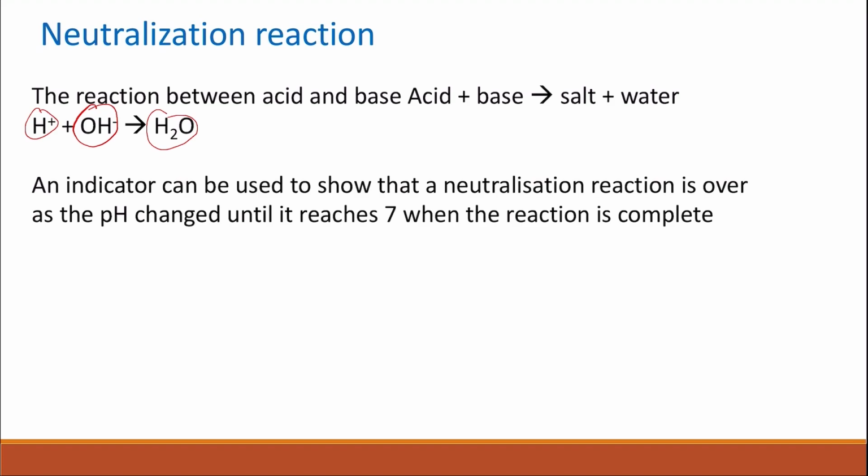We can use indicators to show the neutralization is over. So the pH will change until it reaches 7 when the reaction is complete. So you can show that using an indicator. It will change in its color.